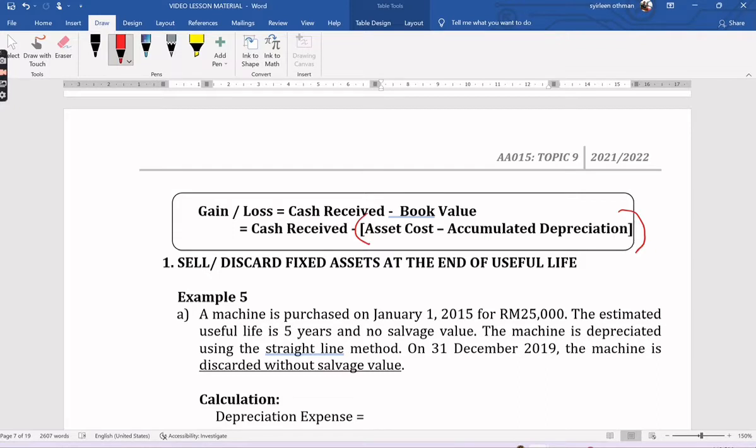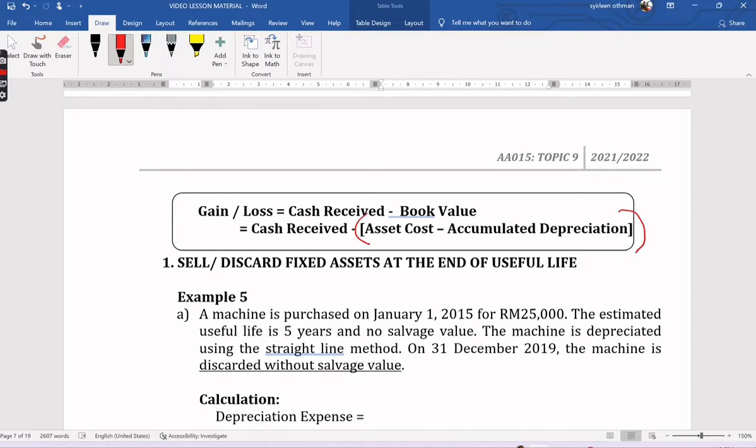We are going to sell or discard fixed asset at the end of useful life. Maksudnya, let's say the useful life of the asset is 4 years. So towards the end of the 4th year, let's say, okay, tahun ni ialah tahun yang keempat. So towards the end of tahun yang keempat, that will be on the 31st of December 2021. So you are discarding the fixed asset on that day. Okay, so what do I need to do before I can discard the asset?